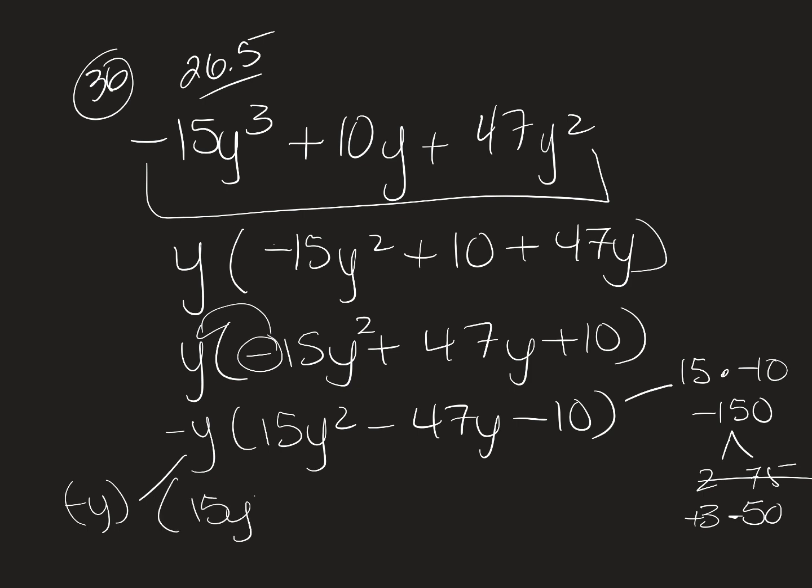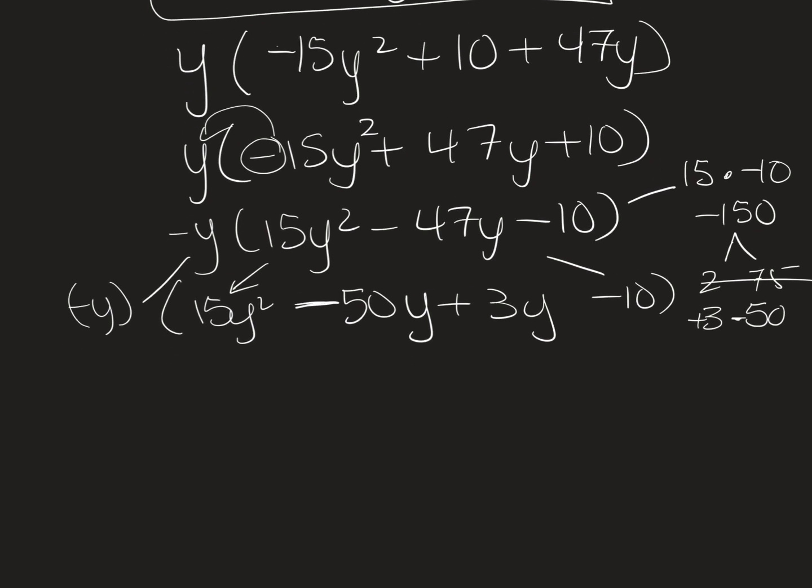And this guy goes here, this guy goes here. I'm going to put the negative 50 here so that I don't have a negative over here. We'll add the 3y like that. Now I have 4 terms. So now I'm going to factor by grouping.